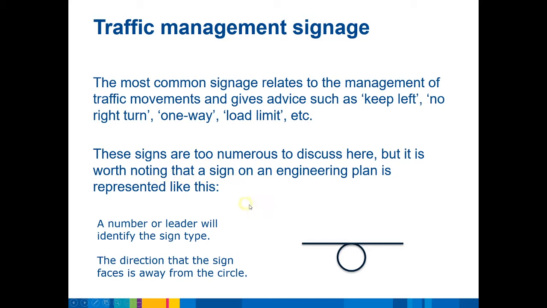But I do want to talk to you about the way that we draw signs on an engineering plan. So a sign is simply represented like this on an engineering plan. The circle is representative of the post that holds the sign up, and then the straight part is the sign itself. So the direction that the sign faces is away from the circle. So the sign faces this way. This is the way the sign faces, and we read the sign this way. So hopefully that's pretty clear.